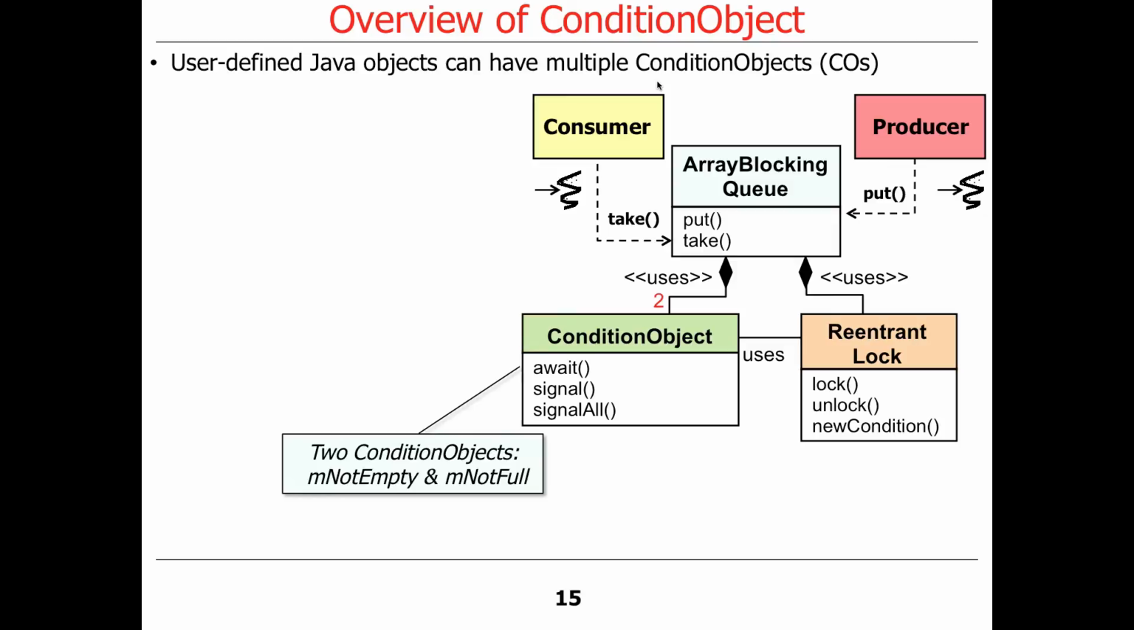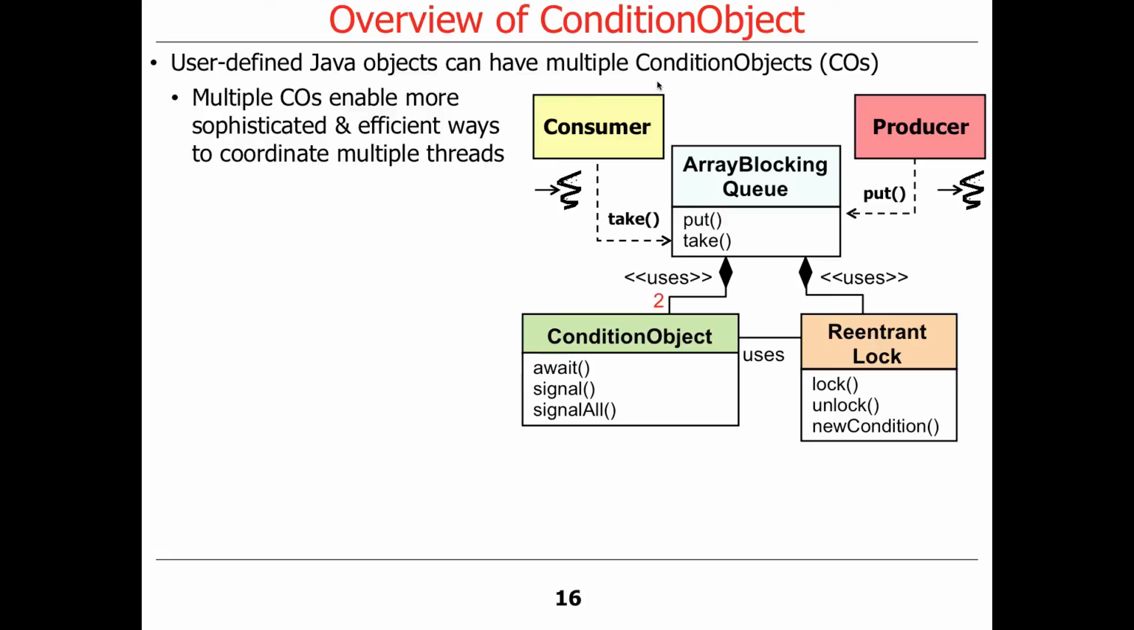A user-defined Java object, in other words, not one that's provided for you by the virtual machine, Java execution environment, can have multiple condition objects. That's the key thing to note. So here, for example, we have array blocking queue, which I don't think we'll get to today, but when we talk about it later, you'll see that it has two condition objects, not empty and not full. It's really important to understand this.